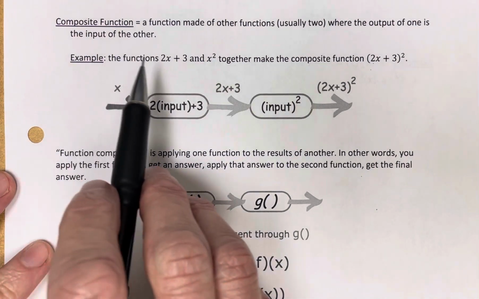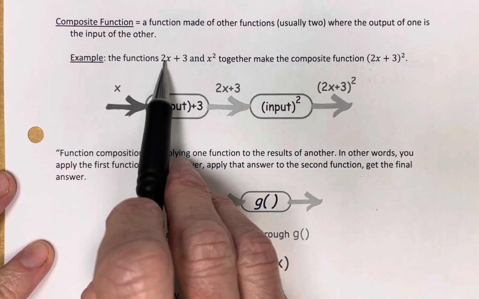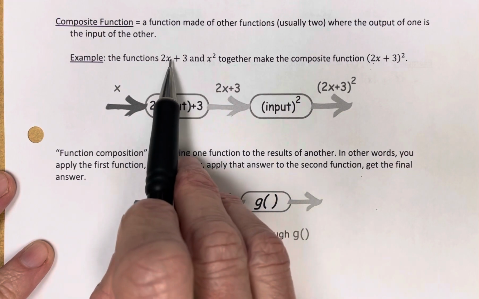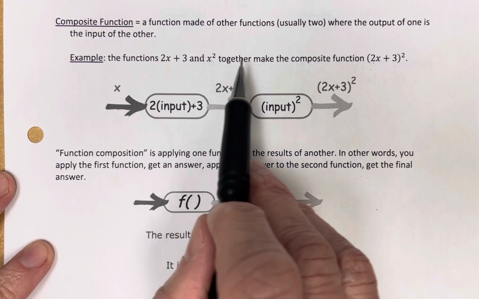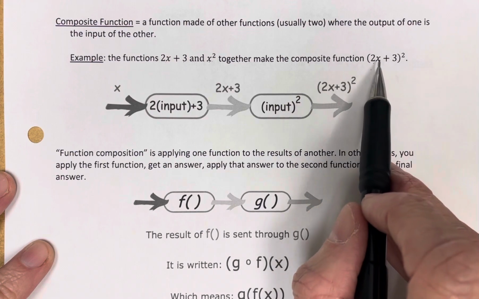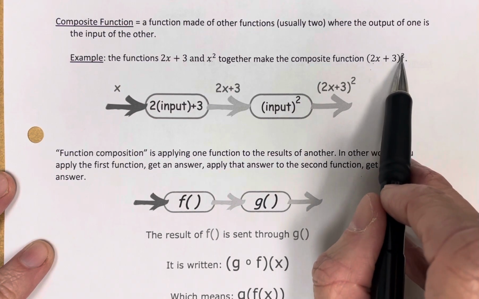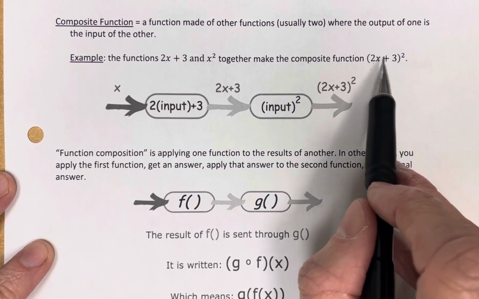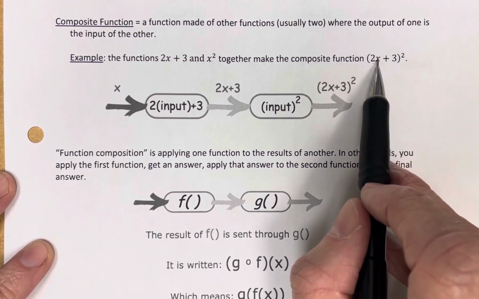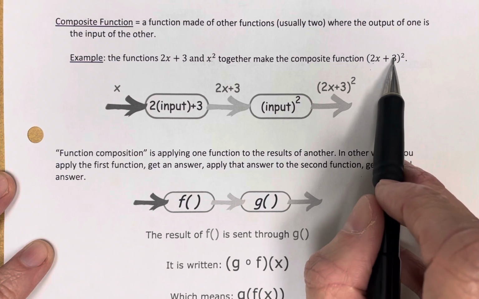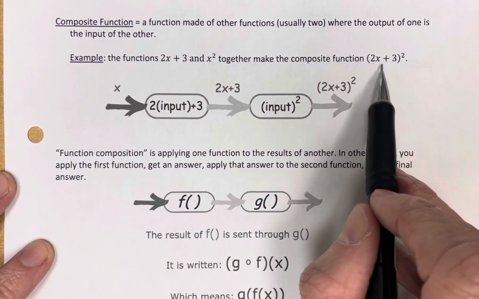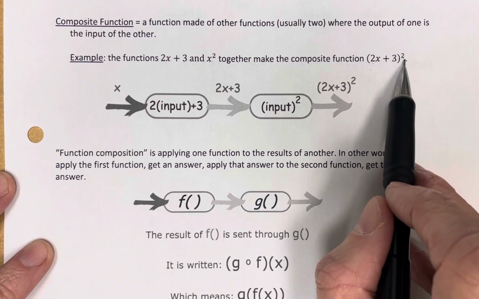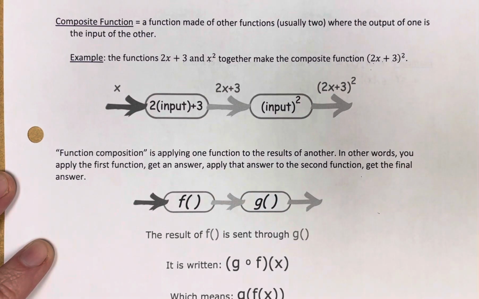So here's an example. The functions 2x plus 3 and x squared, two functions, together make the composite function (2x plus 3) squared. The x will first run through the 2x plus 3. So we'll do the 2x plus 3 first. We'll get the answer to that, and then we're going to square it. So the second function says to please square the answer of the first function.